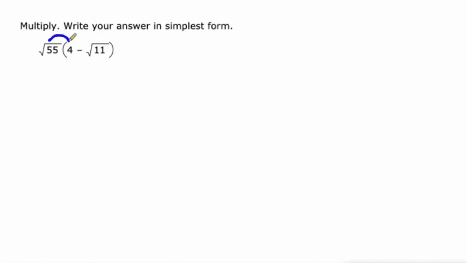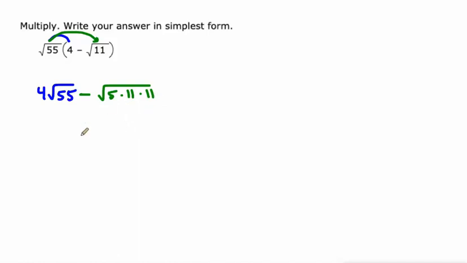Okay, now things get a little tricky because now we're going to need to simplify even more than we did in the last one. Square root of 55 times 4 is 4 times the square root of 55. And then square root of 55 times 11, I think I'd look at that one like this. Square root of 55 is 5 times 11. And then we've also got the square root of 11. So 55, 5 times 11, times 11.